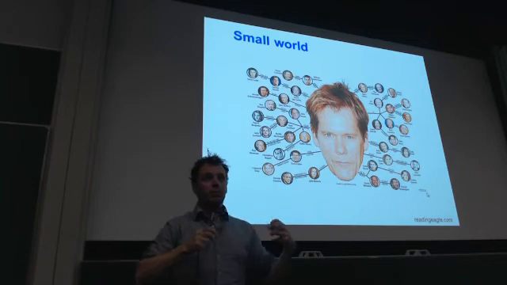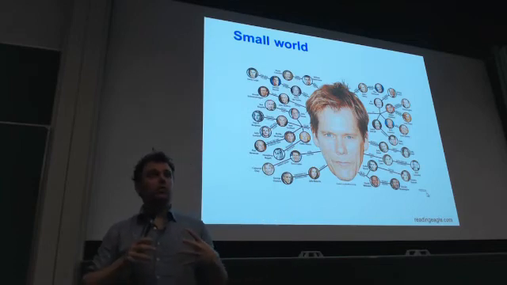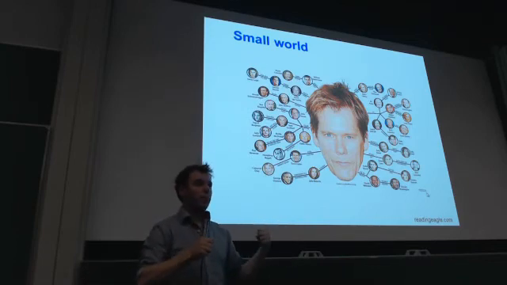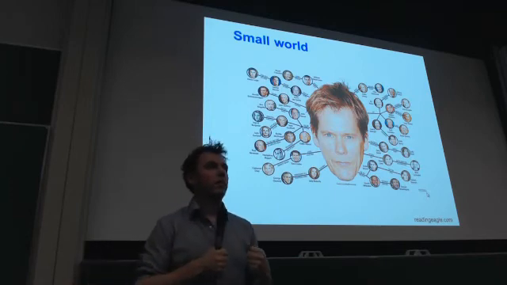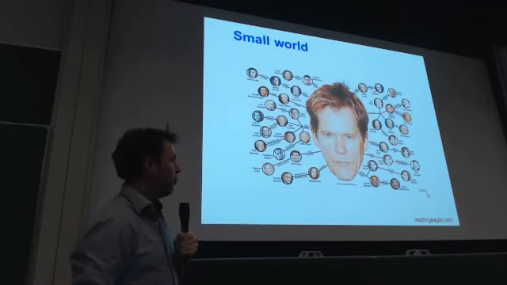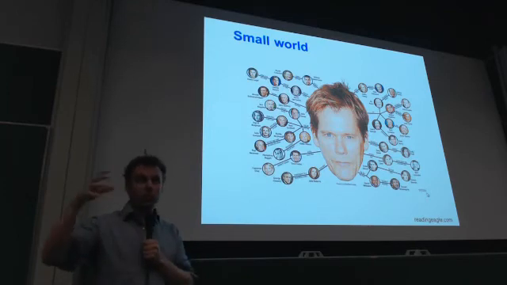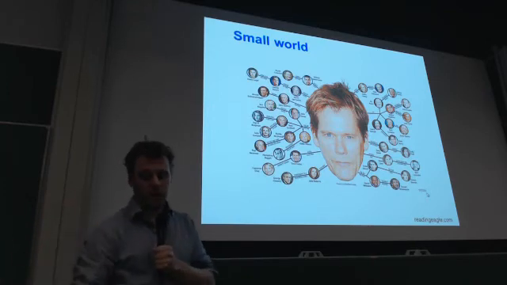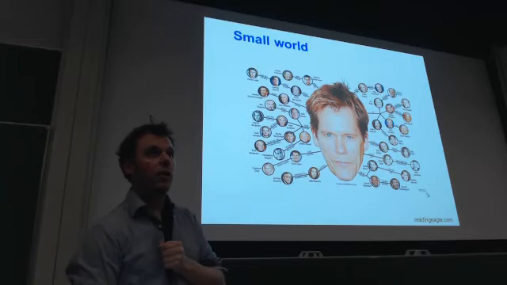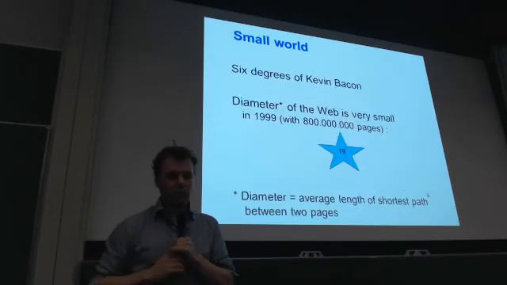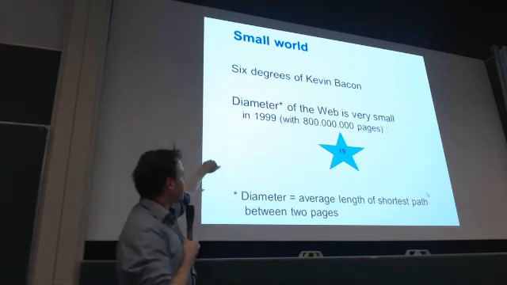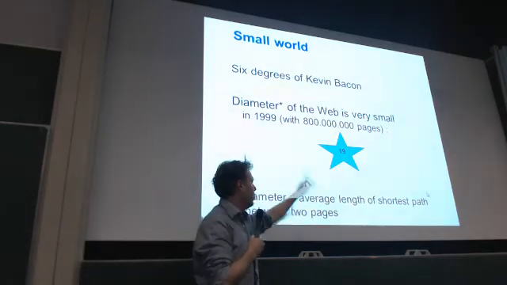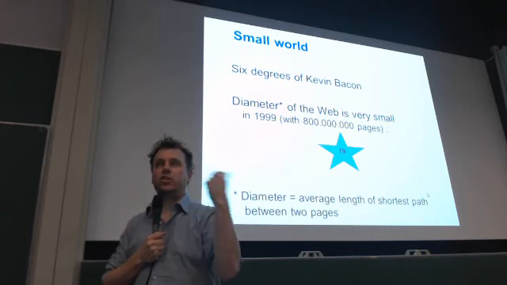Because of these hubs, because of the scale-free nature of these networks, people and pages and actors are really close together, closer than you might think. This phenomenon has been observed in lots of different types of networks that all have the same characteristics. So you have what we call the diameter of a network, which is the average length of the shortest path between two nodes.